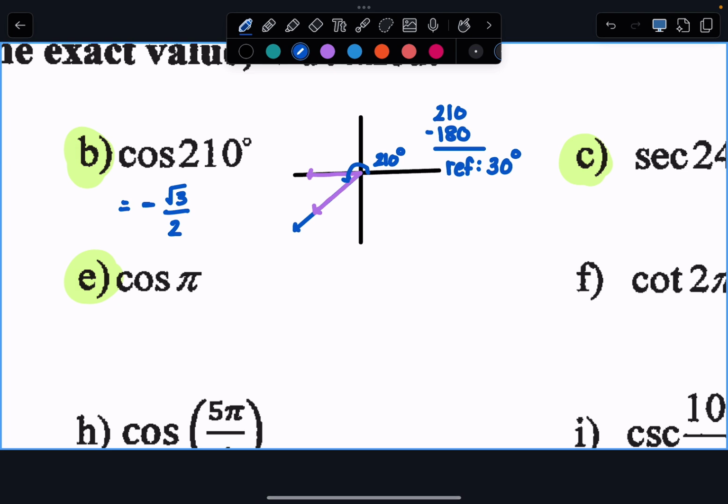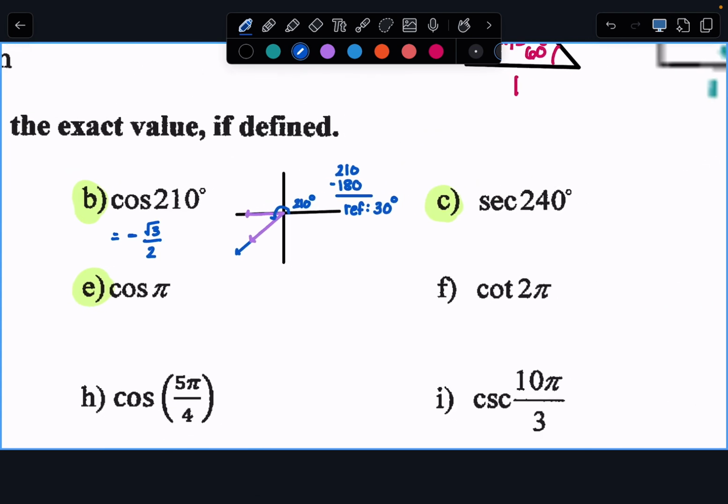The good thing about this being multiple choice is that you can narrow down those answers pretty quickly, right? Just by knowing that 210 is in the third quadrant and I'm finding cosine, so my answer has to be negative. So if you go to your answer choices and it's positive, you can mark it out. That's not it, okay? So use the fact that it is multiple choice to your advantage on this, okay? Any questions on that?